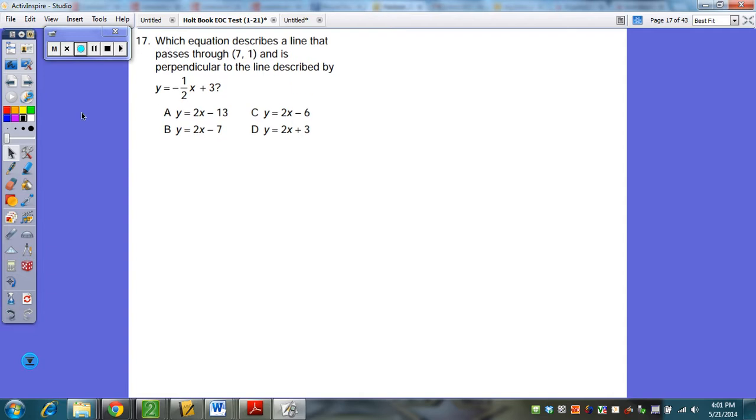Alright, so one of the equations that you're going to be given on the EOC, I think, in regards to the formulas, is the point slope formula. Y minus y1 equals m times x minus x1. Okay? And this is saying, I want to find the equation of a line that is perpendicular to the line described by y equals negative 1/2 x plus 2.